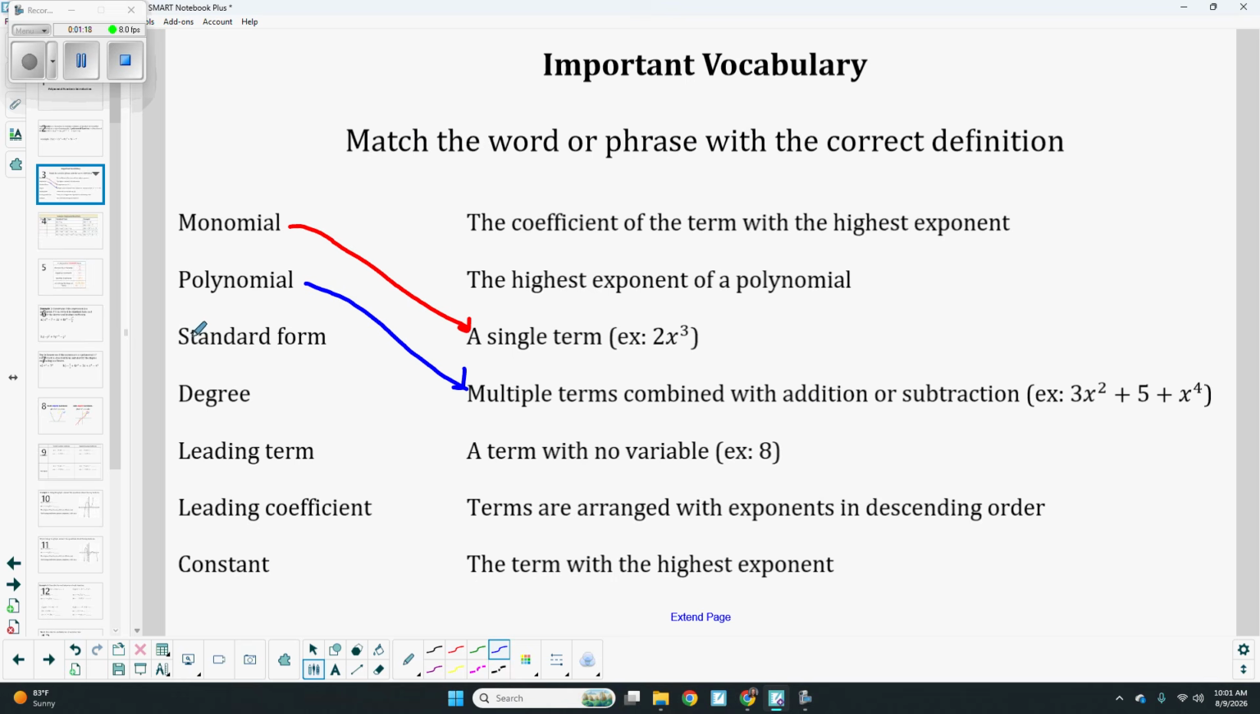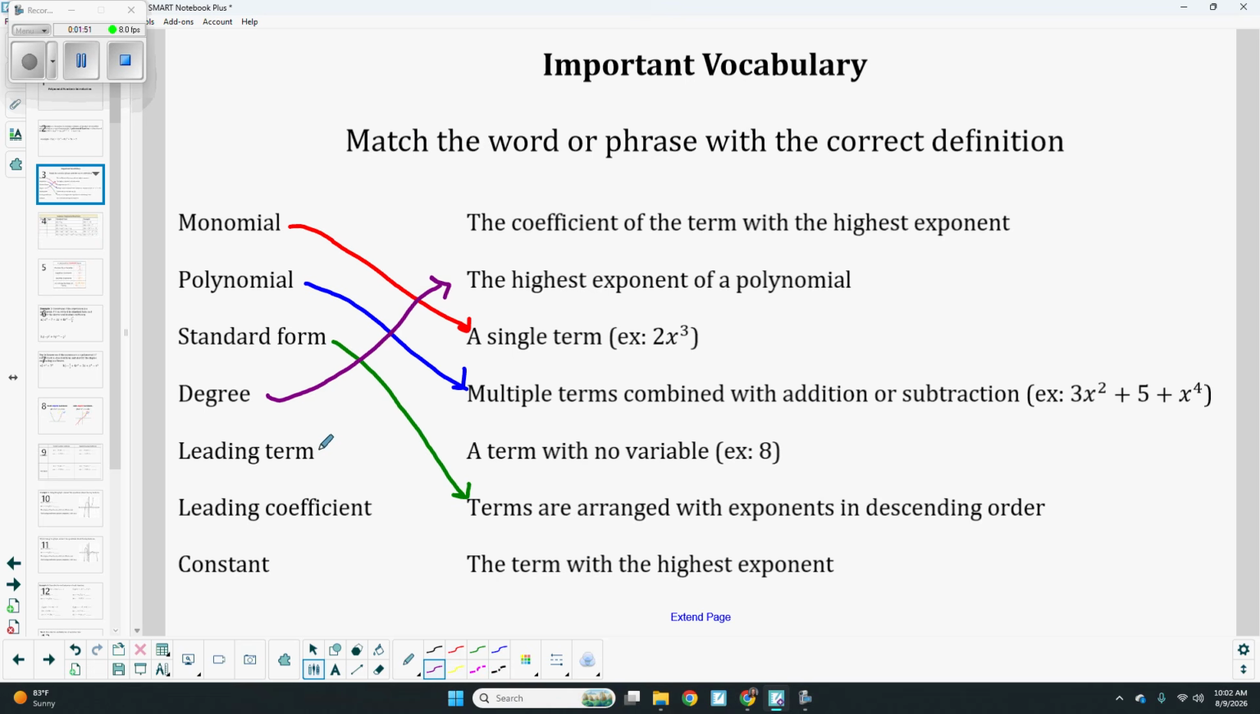So standard form is how you're arranging those terms. Here, terms are arranged with exponents in decreasing order. For example, this polynomial is not written in standard form because the exponents did not go from highest to lowest, but when they are arranged in that way, it's considered standard form. The degree is the power, it's the exponent. So the highest exponent of a polynomial is the degree.